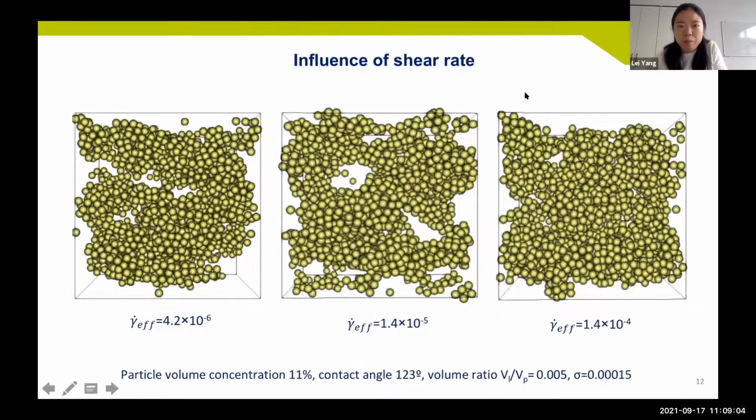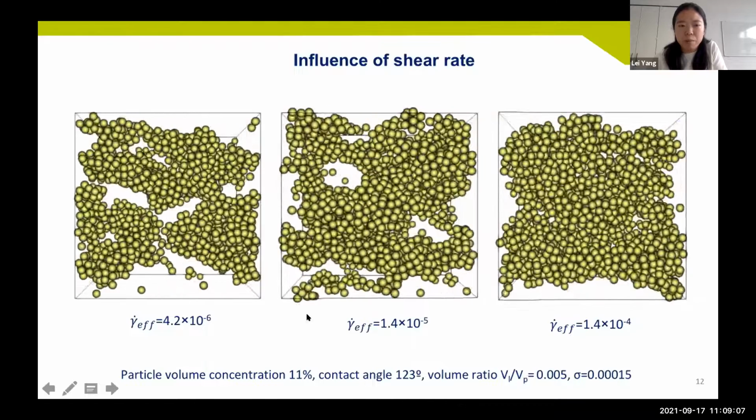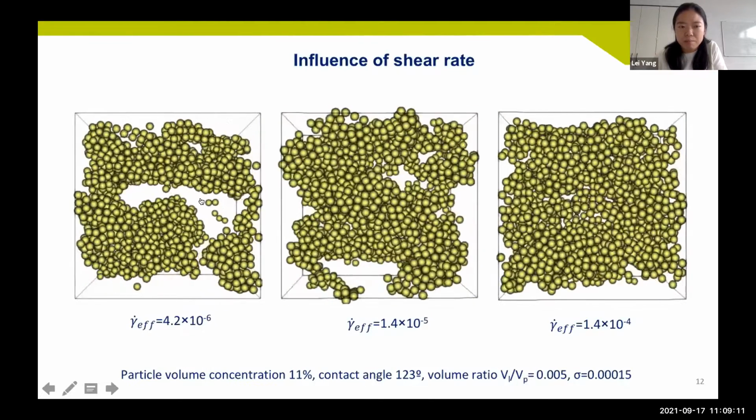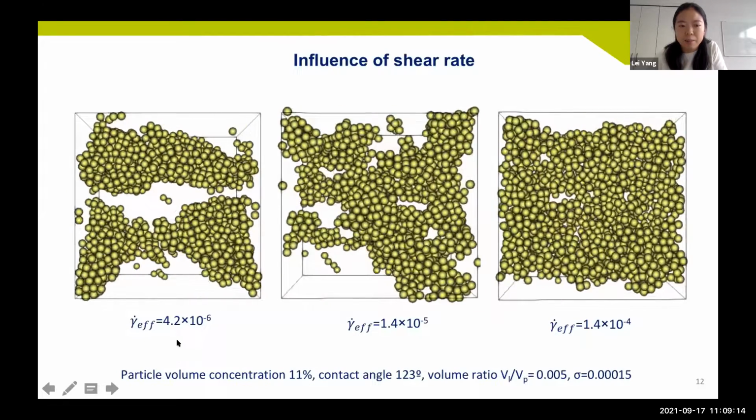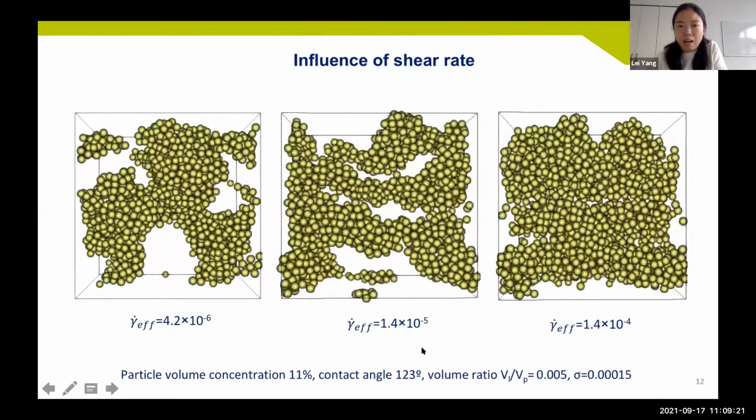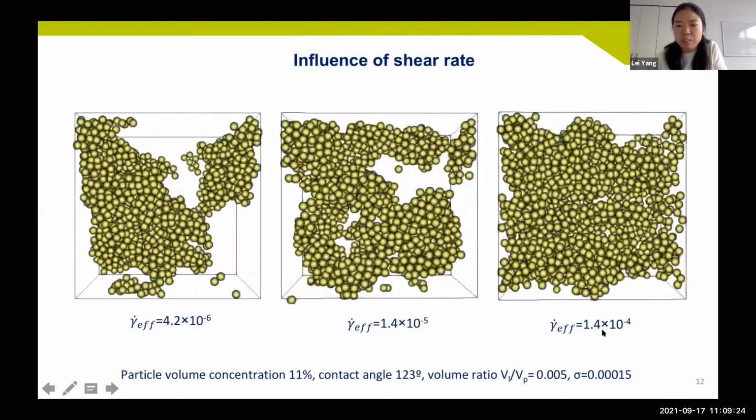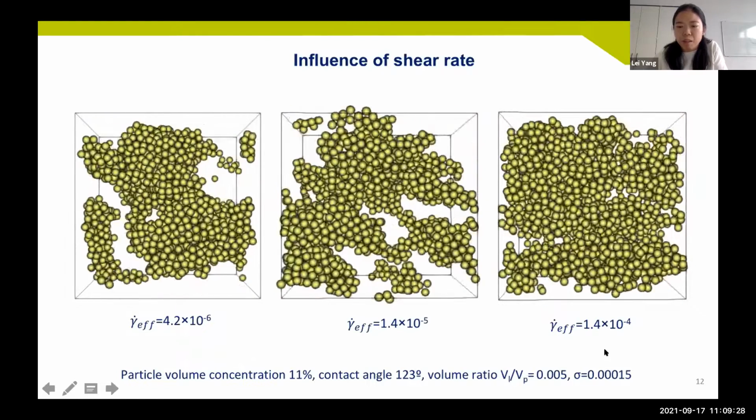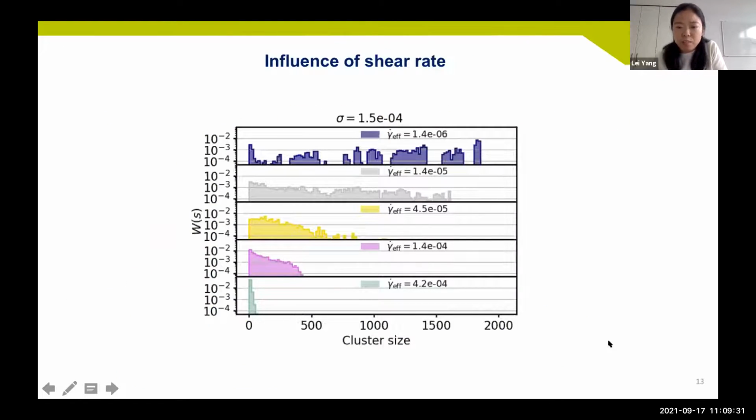The next one, we want to study the influence of shear rate. At a low shear rate, there are big clusters and a percolating network is formed in the system. However, if we increase the shear rate, the clusters break and particles are distributed more homogeneously in the system. If we look at the fractions of particles involved in the same cluster, we found at a lower shear rate, more particles are involved in very large clusters, and at higher shear rates, the clusters break down and particles distribute more homogeneously in the system.